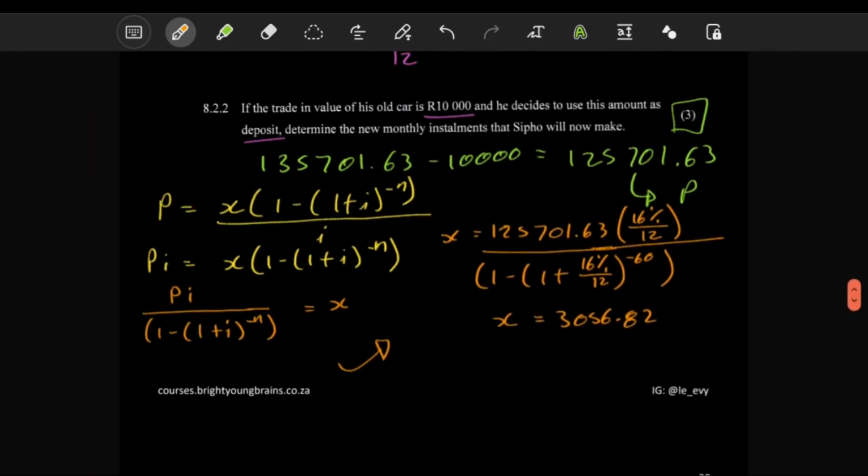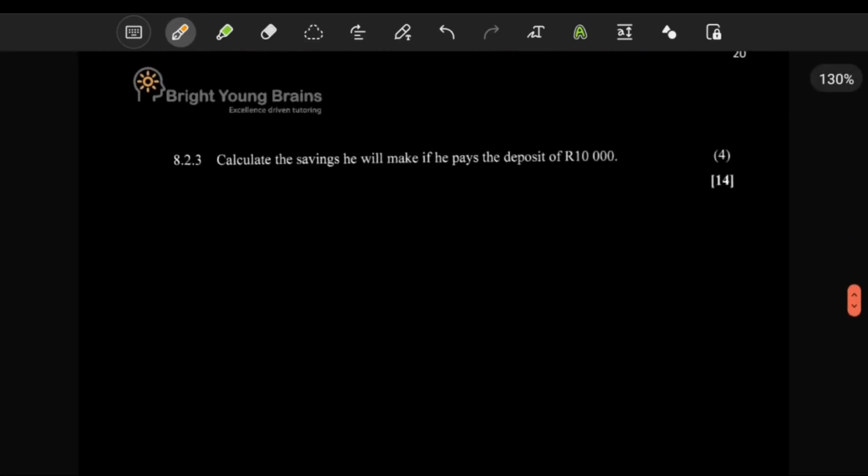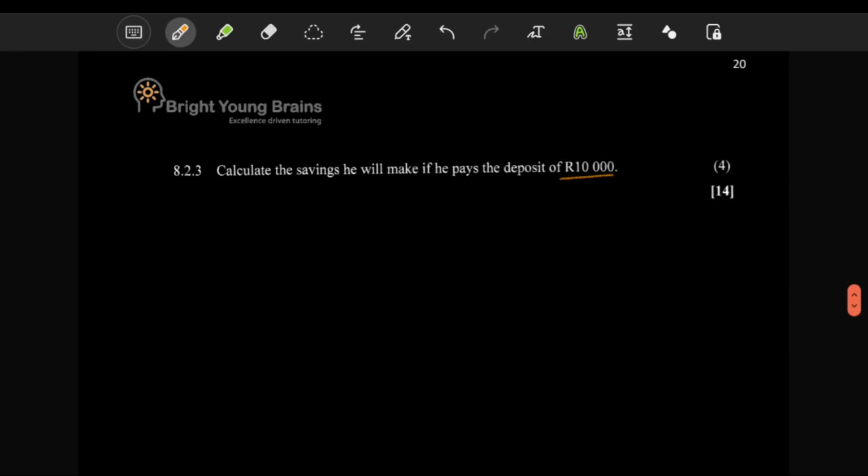But anyways, let's move on to 8.2.3. For 4 marks, it says calculate the savings that he'll make if he pays the deposit of 10,000. Well, this one is a simple question. I don't even know why it's a whole 4-mark question, but let's not underestimate the question. Let's just compare how much he will pay in both scenarios.